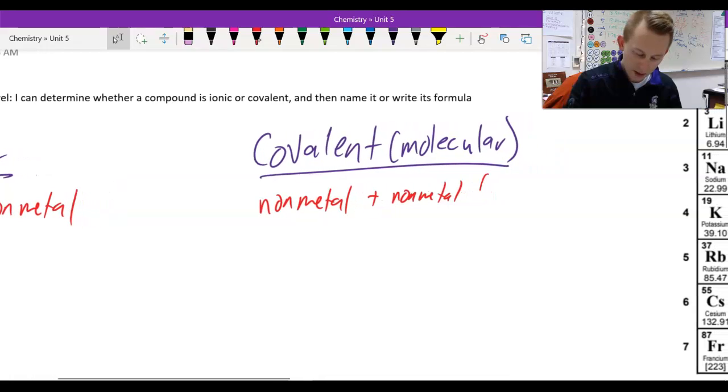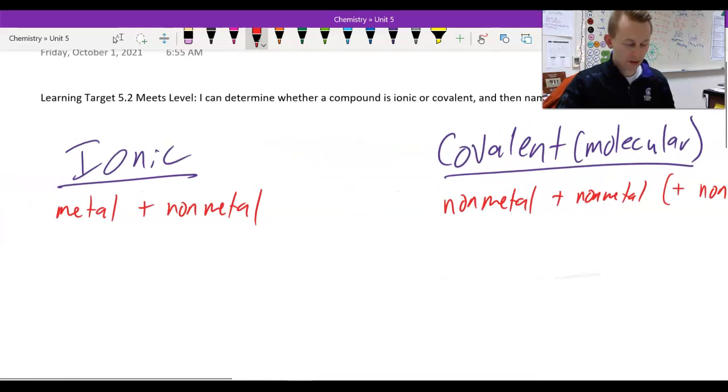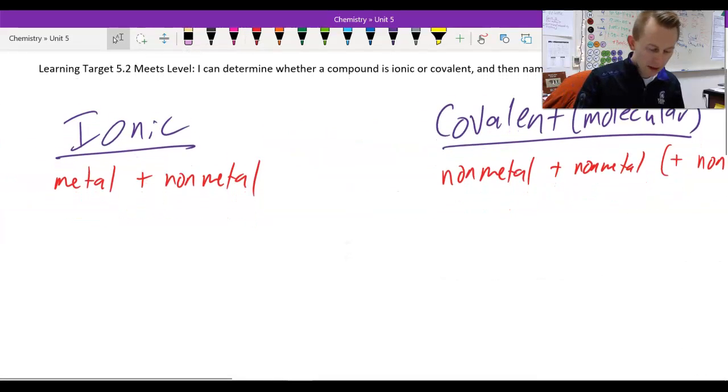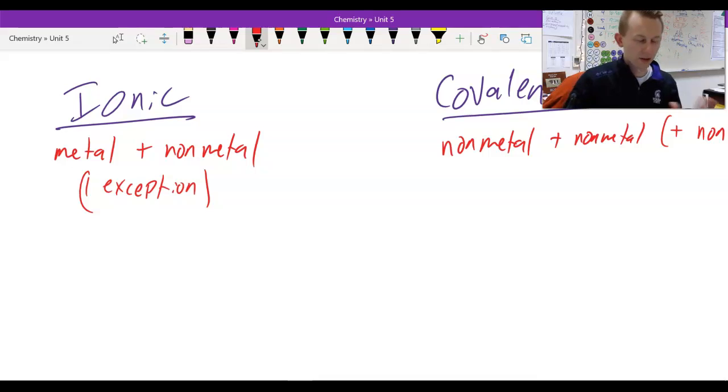Sometimes you have more than that too, so nonmetal plus nonmetal plus nonmetal, etc. You could have lots of nonmetals together and that's still a covalent or molecular compound. I do want to make a note though that there is one exception to this metal nonmetal rule for ionic compounds, but we'll loop back to that by the end of this.